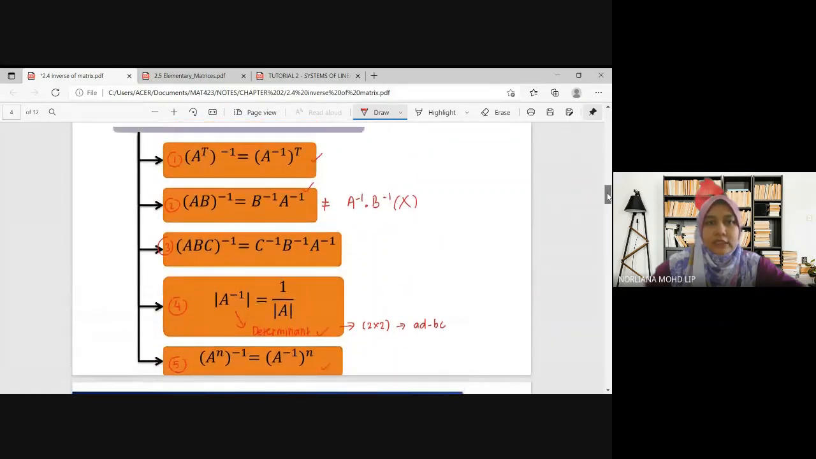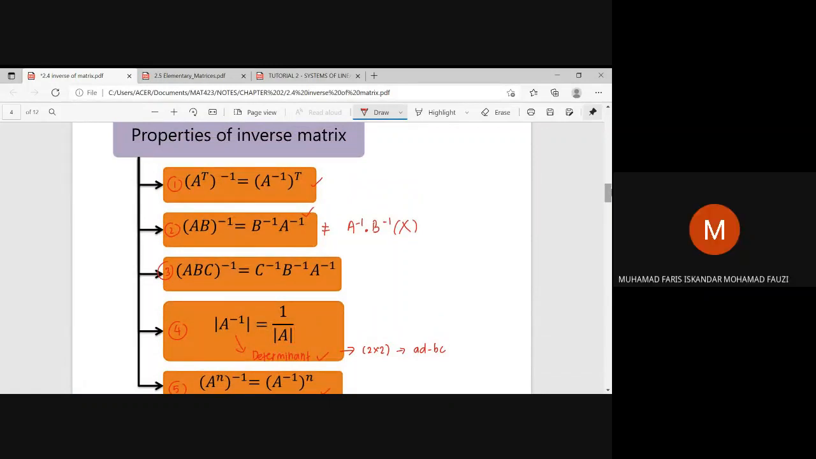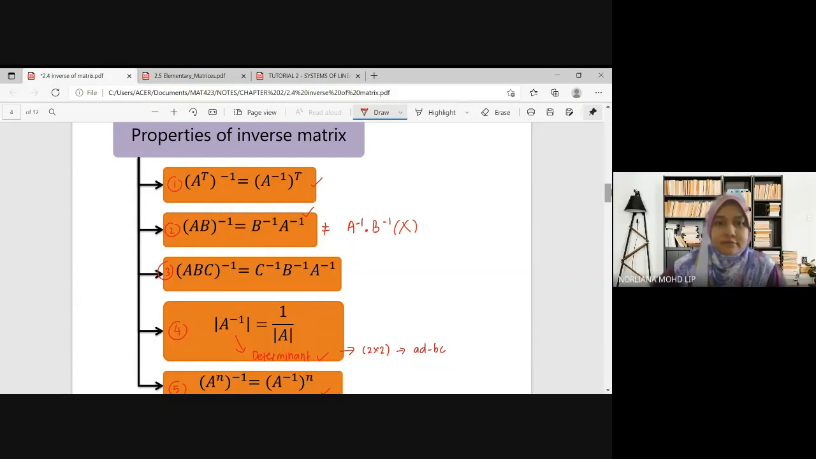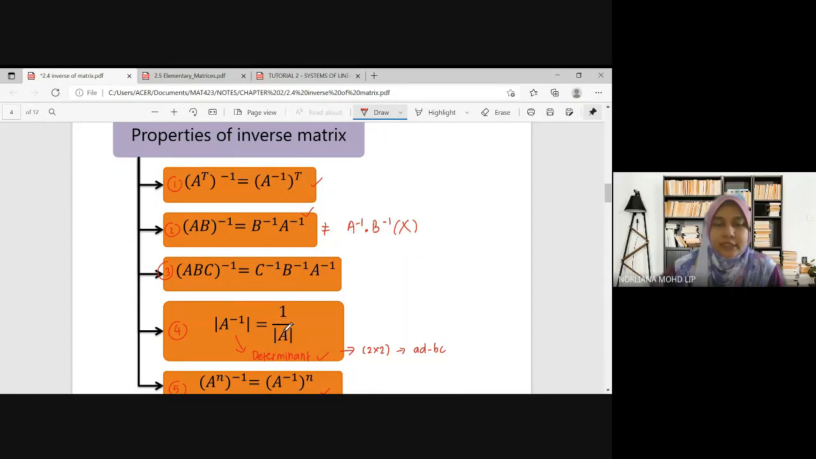Okay, ada soalan tak? Madam, nak tanya yang properties untuk nombor 4 tu. Kan determinant A inverse equal to 1 over determinant A kan? Dia kena ada darab dengan adjacent A ke? Kita perlu ni je lah, kita cari determinant A je lah. Nanti untuk chapter 3 ni saya akan ajar. Okay, macam mana nak cari determinant A ni.